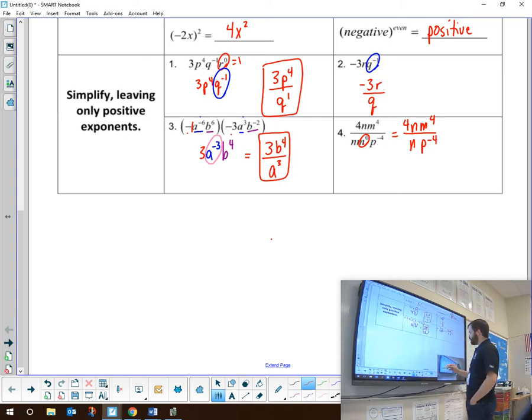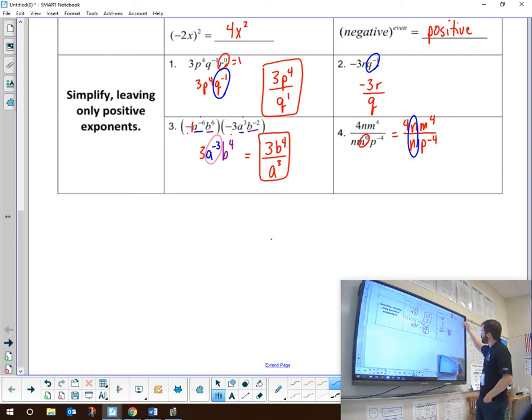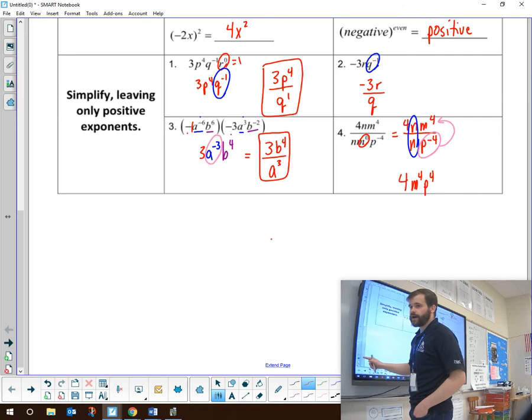Okay, and we've got a lot going on. First off, we have these n's. I can divide these. If I go n divided by n, that's just n to the 0th, or just 1. And so these two cancel out, and I can take this p to the negative 4 and move it up. Since I have a negative exponent, I got to flip it, so I got to move it up. So we get 4, my n's cancel, I have m to the 4th, and I have p to the 4th because I had to move that p upwards. Okay? All right, let's turn the page.